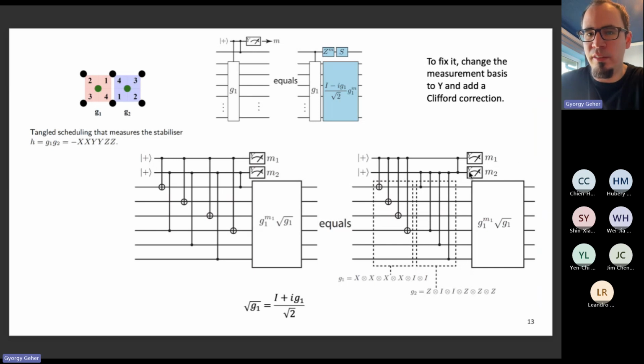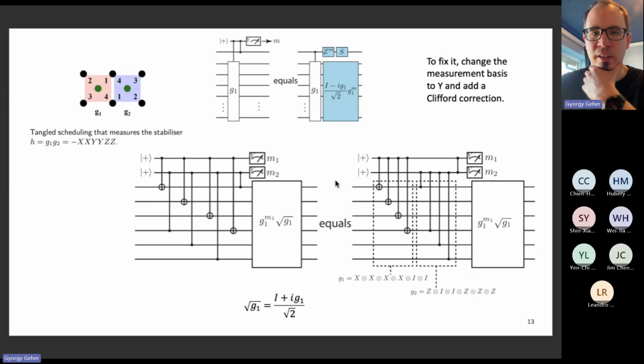You will have these Z and S corrections here. But if you go through this, you will see that essentially this is equivalent to just having one auxiliary qubit with some corrections here, and then you just have control G1, control G2, and therefore you measure the G1, G2 product.